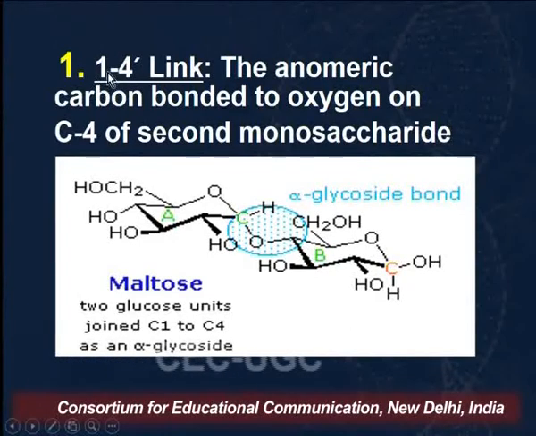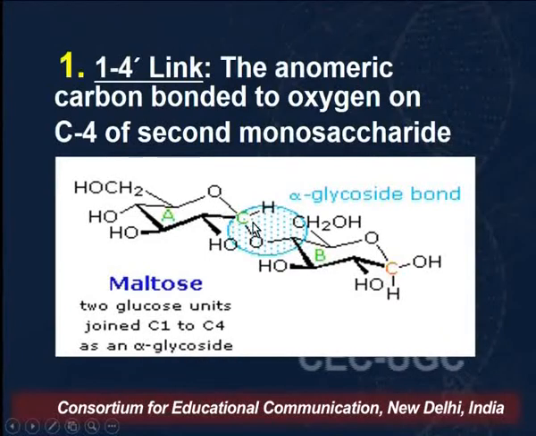That the first carbon of the first unit is involved in the glycosidic bond formation, and this 4 indicates that the bond is being formed between the first carbon of the first unit, that is the anomeric carbon here, and the fourth carbon of the second unit. So if you look into this, 1, 2, 3 and 4. So this is the 1,4 linkage.